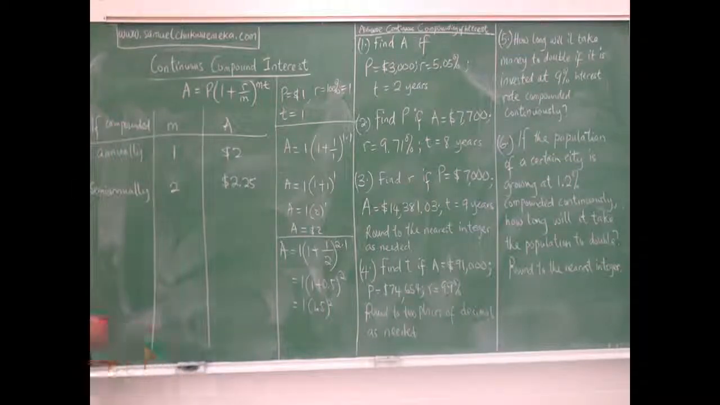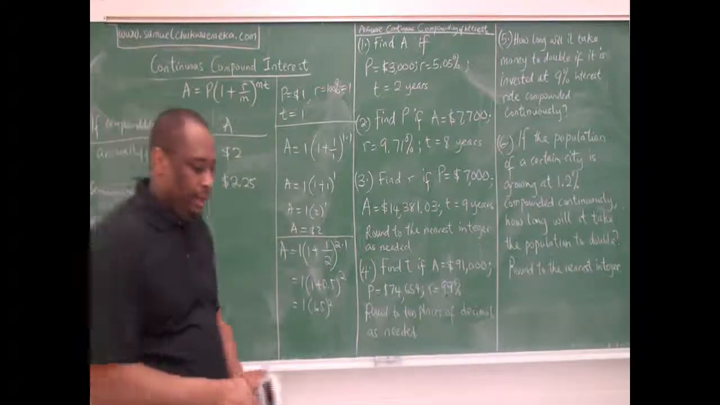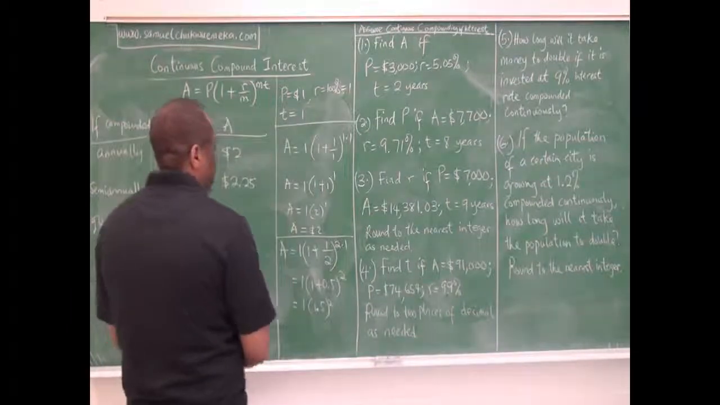Okay? Now let's do quarterly. What if you compound quarterly? Quarterly means you compound 4 times in a year. So what would the amount be? It should be bigger than this. So let's see how much it will be.